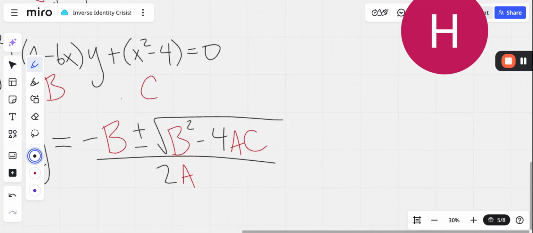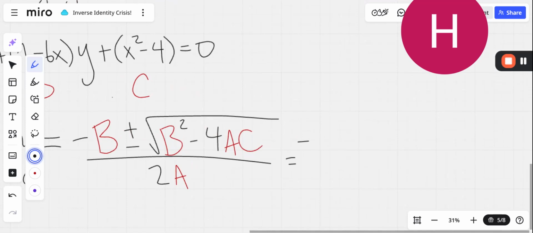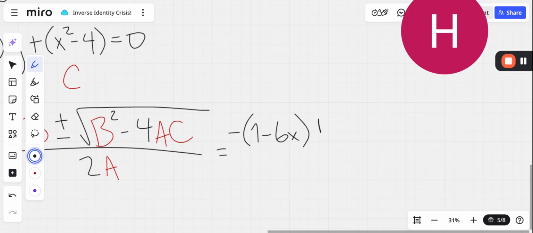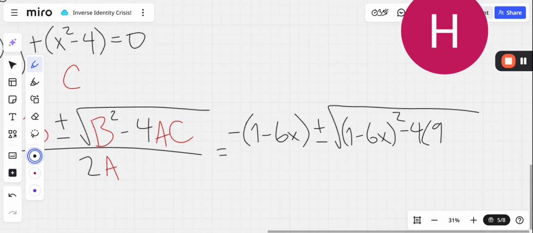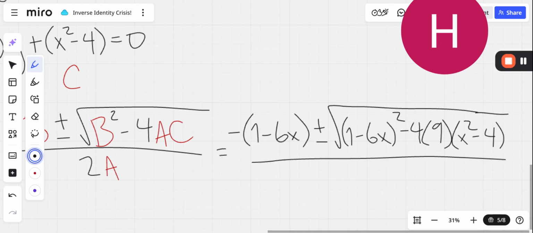And let's go ahead and fit that in. So we're going to have negative 1 minus 6x plus or minus, oh boy, here we go, the square root of (1 minus 6x) squared minus 4 times the a value of 9 times the c, which is x squared minus 4. This is looking rather messy, guys. Over 2 times a, which is 9.